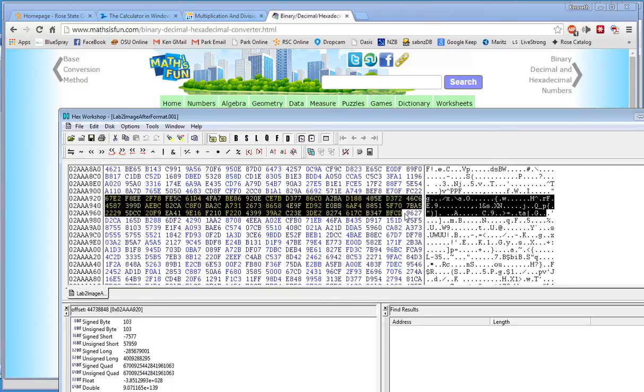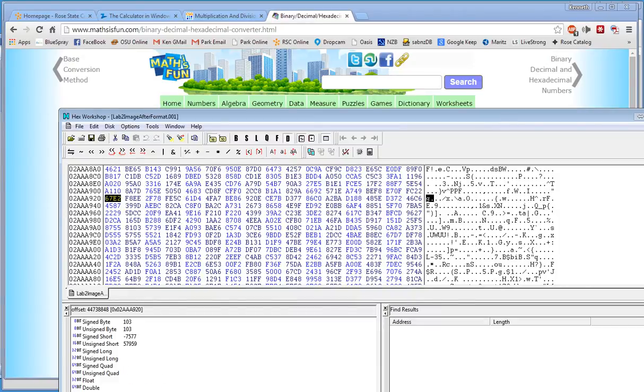Now, I want to know if 2AAA920 is the beginning of a sector. Okay, I don't know if it is or not. So how are we going to figure that out? Well, I'm going to show you how to figure that out. Let me get Mr. Calculator over here.